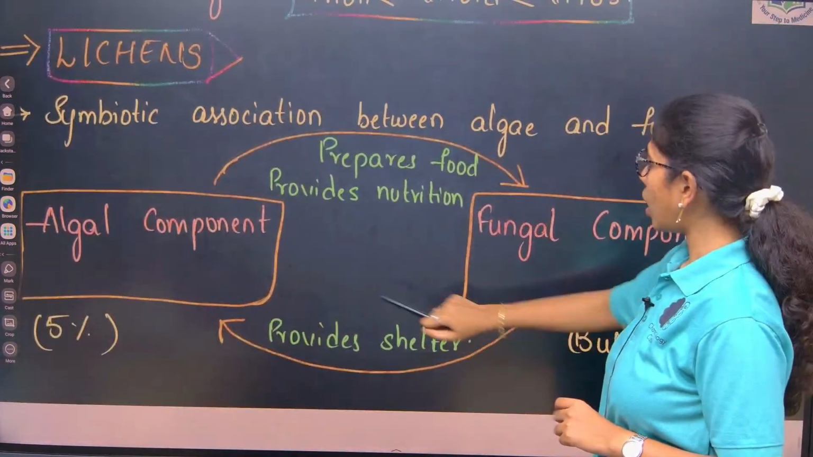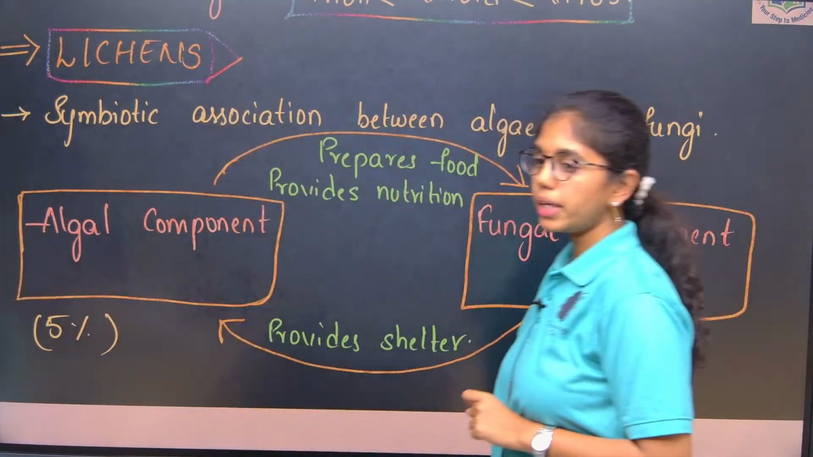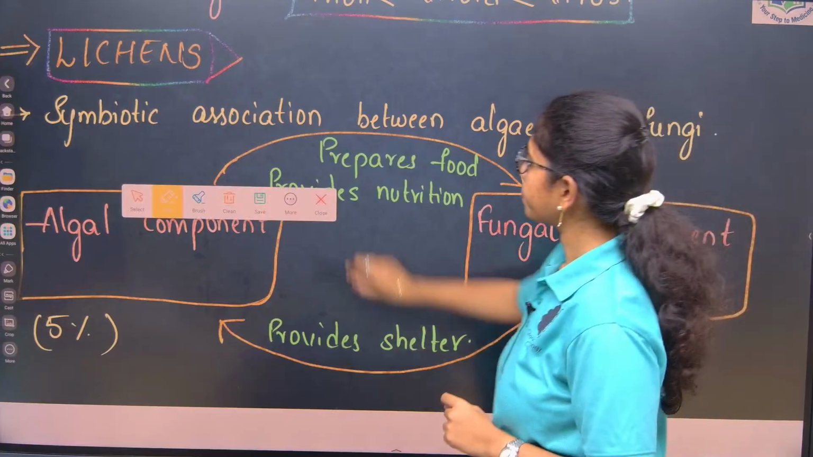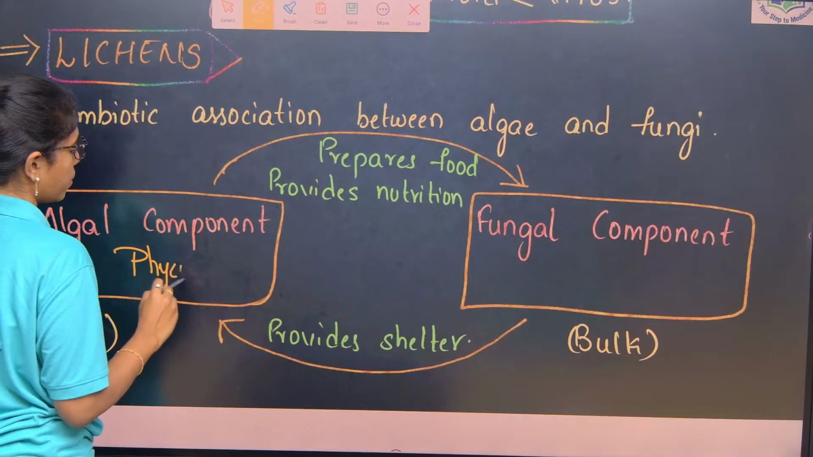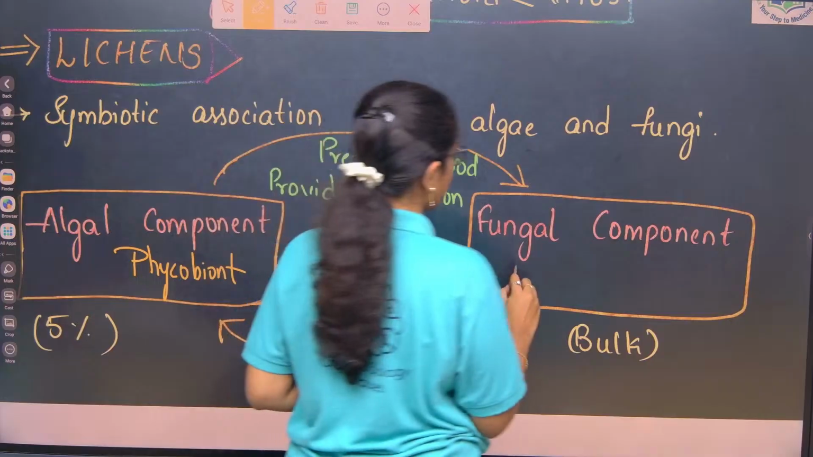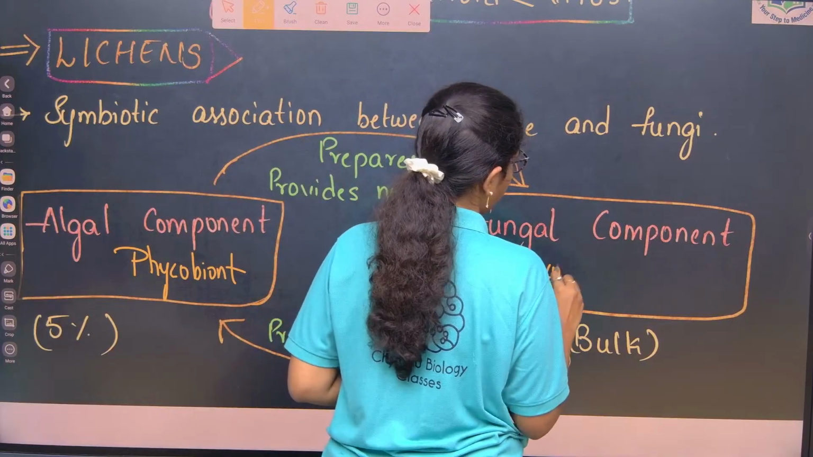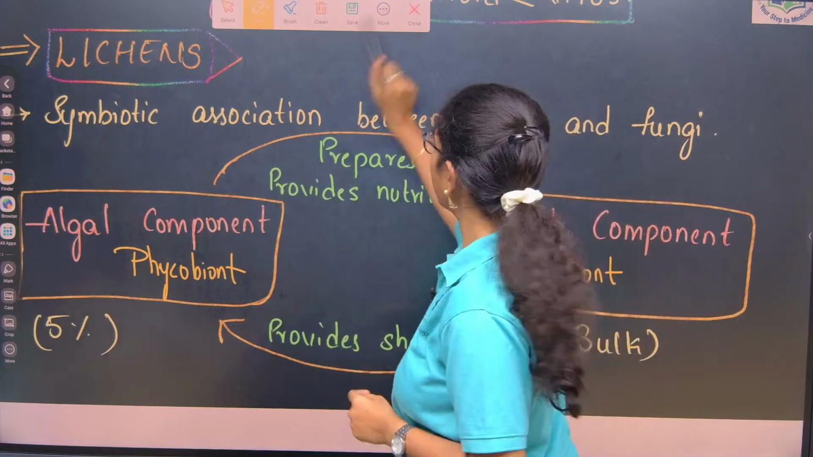Algal component in lichen is called as what? Phycobiont. Fungal component is mycobiont. Okay. Next.